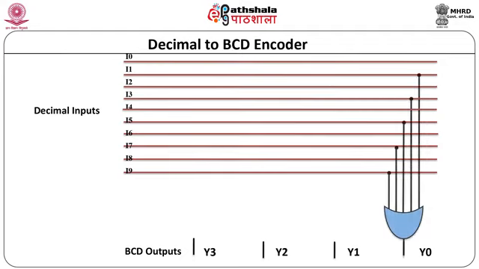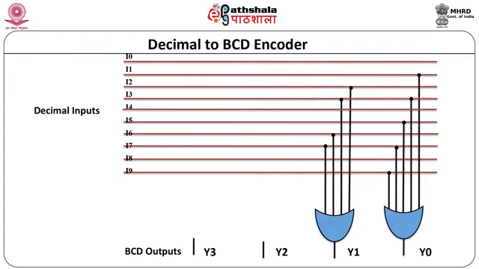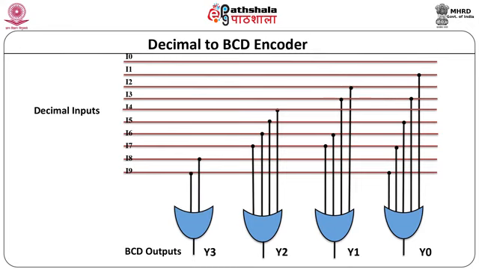The output Y0 is equal to I1 or I3 or I5 or I7 or I9. We can even consider an OR gate for output Y1 as I2 or I3 or I6 or I7. Similarly, output Y2 can be obtained by connecting I4, I5, I6 and I7 to the OR gate. Similarly, the output Y3 can be obtained by connecting I8 and I9 to the OR gate.